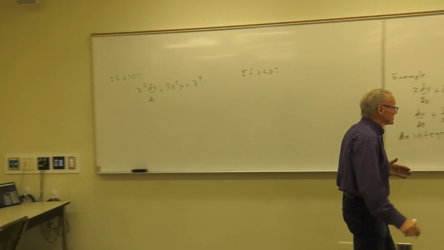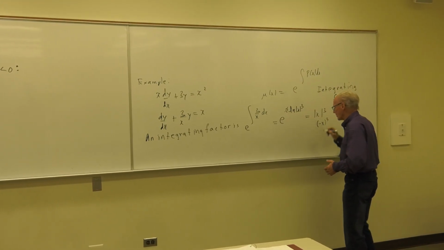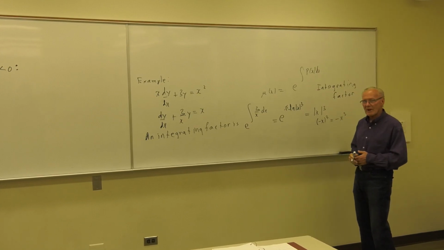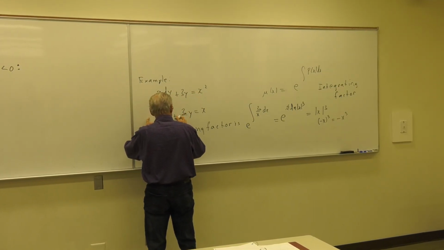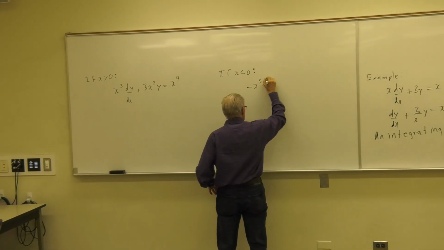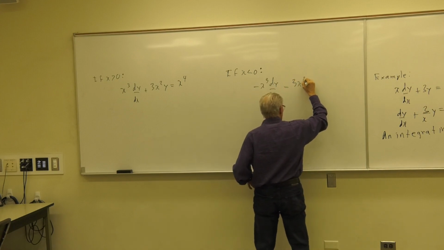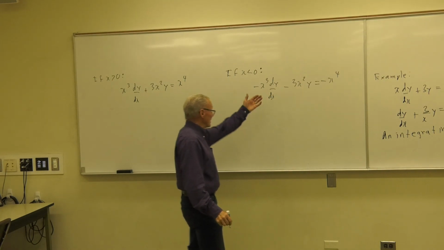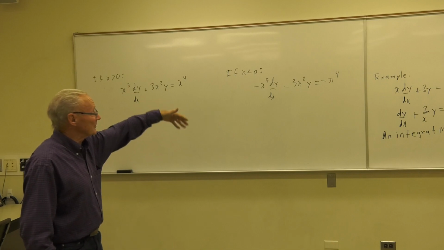If x is less than 0, do you agree you would replace this by minus x cubed? Or if you like, minus an x cubed. And what do you do? You put that here, here, and here. So you get minus x cubed dy dx, you get minus 3x squared y, and you get minus x to the 4th. And now compare that to that. They're the same thing. Now all those are minus, throw away the minus sign.